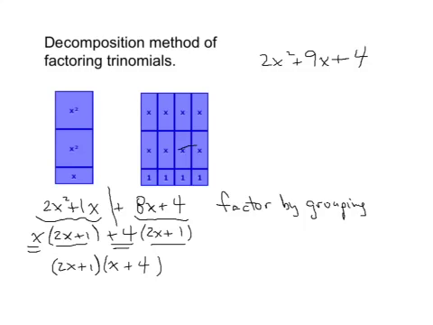Again, we could distribute to check our solution, or since we have the model here, even though I've split it apart, you might take a look up at the model and see that sure enough, the length is x plus 4, and the width is 2x plus 1. It's exactly what we got by factoring by grouping and then by pulling out the common bracket. So let's put all the parts together.